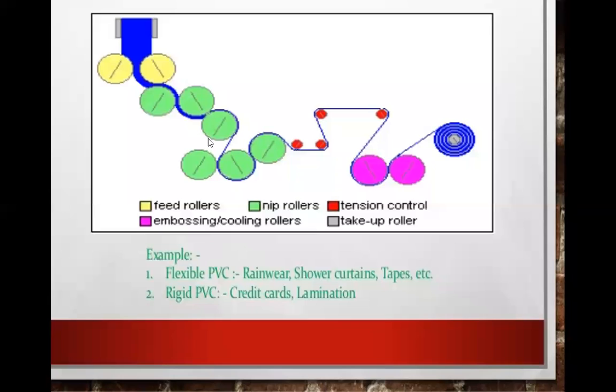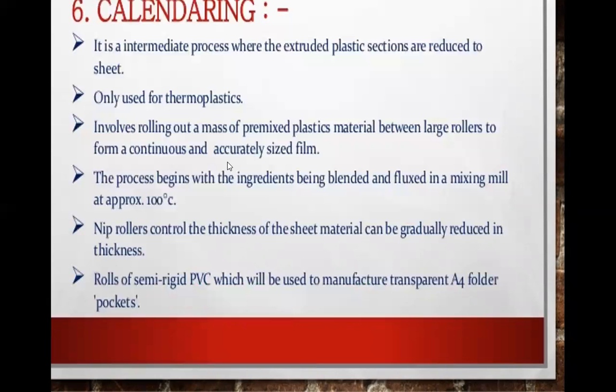What is called a nip roller? This one. These green-shaded rollers are called nip rollers. They control the thickness of the sheet material, and it can be gradually reduced in thickness. Rows of semi-solid PVC are used to manufacture the transparent folder pockets.